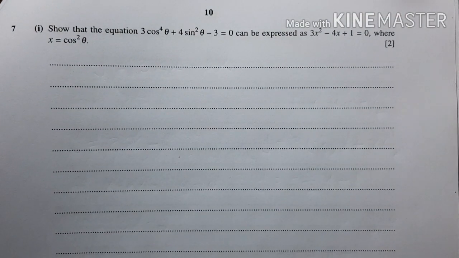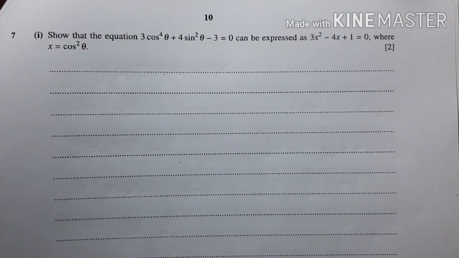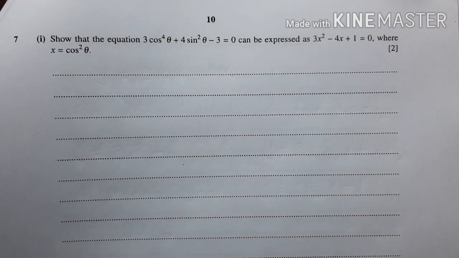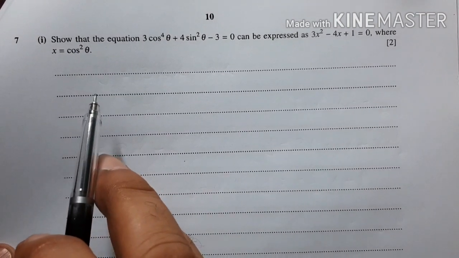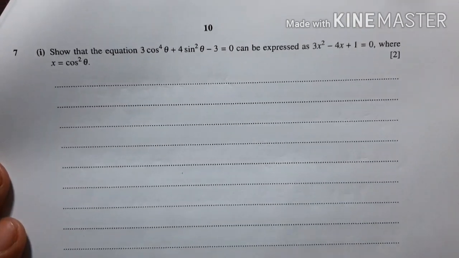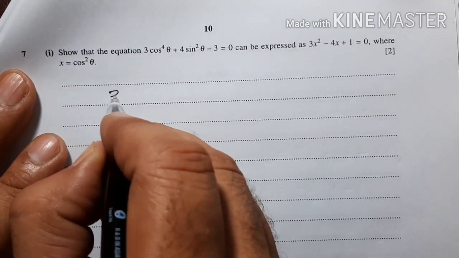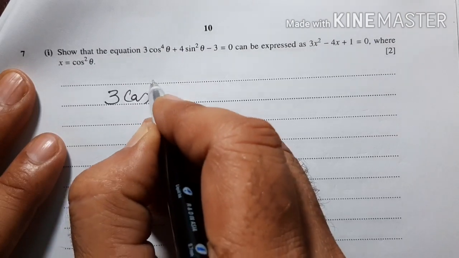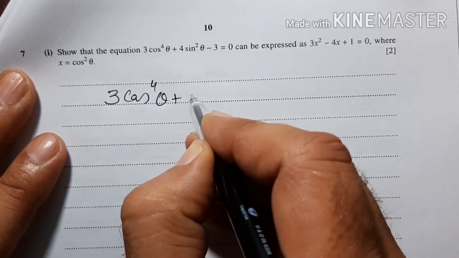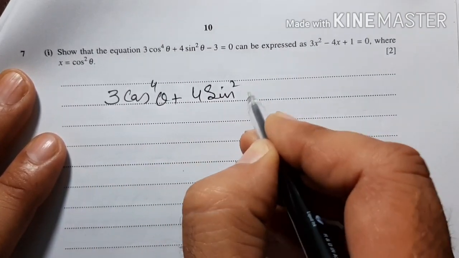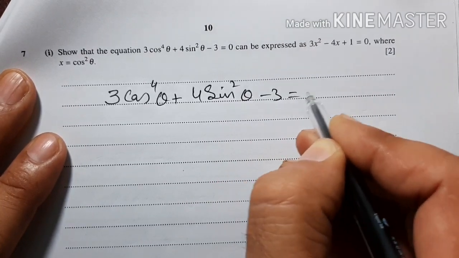Question number 7 is: show that the equation 3 cos 4 theta plus 4 sin square theta minus 3 is equal to 0 can be expressed in this form, where x is cos square theta.